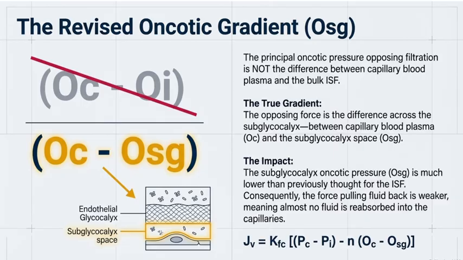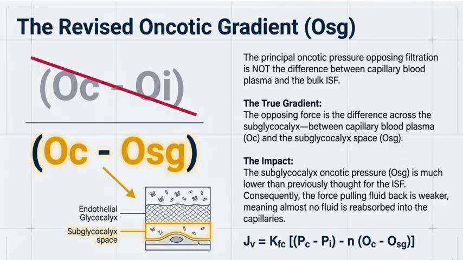This is where the biggest conceptual shift happens. Traditionally, we thought the oncotic pressure gradient was between the plasma and interstitial fluid, but this is not correct. The true opposing forces are across the glycocalyx, specifically between the plasma, that is Oc, and the subglycocalyx space, that is Osg.